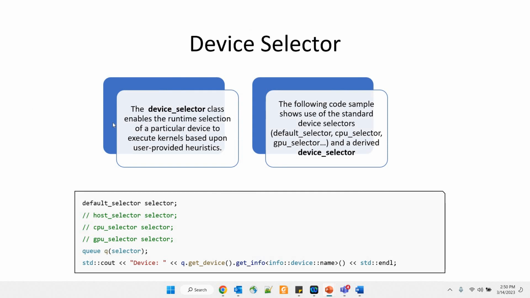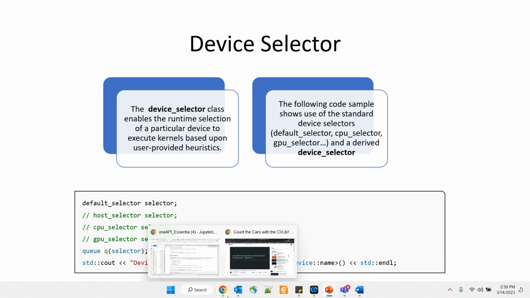And now the device selector will help you in enabling the runtime selection of a particular device on which you want to run the code. I have clearly explained this, and you can run that code on CPU, GPU or whatever you want using this device selector option. Right, I explained this clearly in the last session.